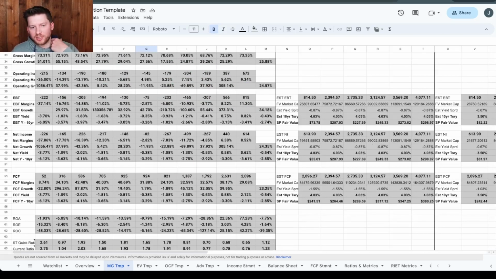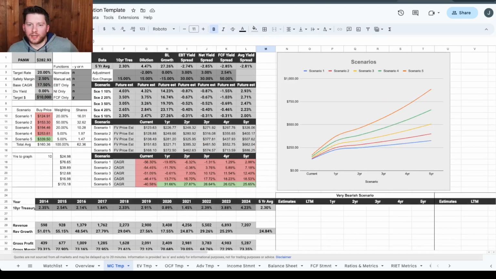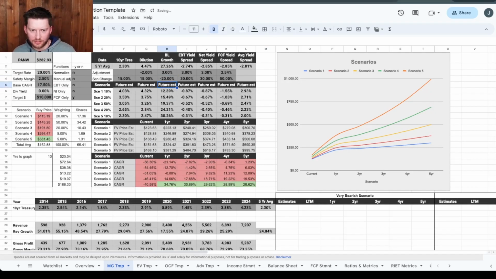If we go down, we can see that their free cash flow growth historically over the last 5 years was about 23.25%. And what I'm doing is, you know what, let's do a little bit more. So best case scenario is going to be 30%. Worst case scenario is going to be 12.39%. Scenario 2, 15.49%. Scenario 3, 19.37%. Scenario 4, 24.21%.